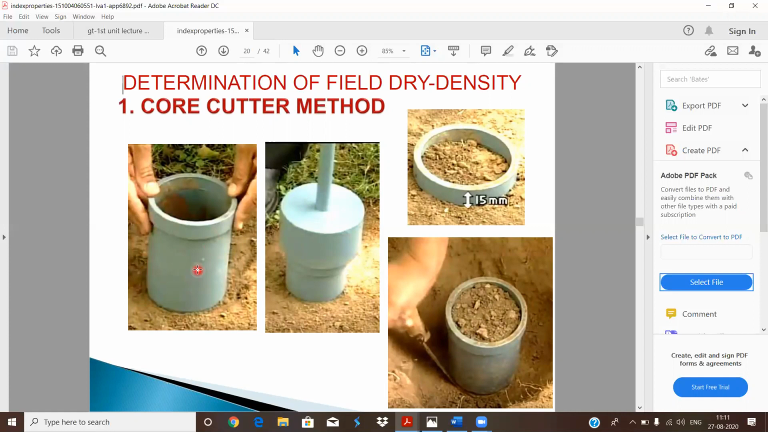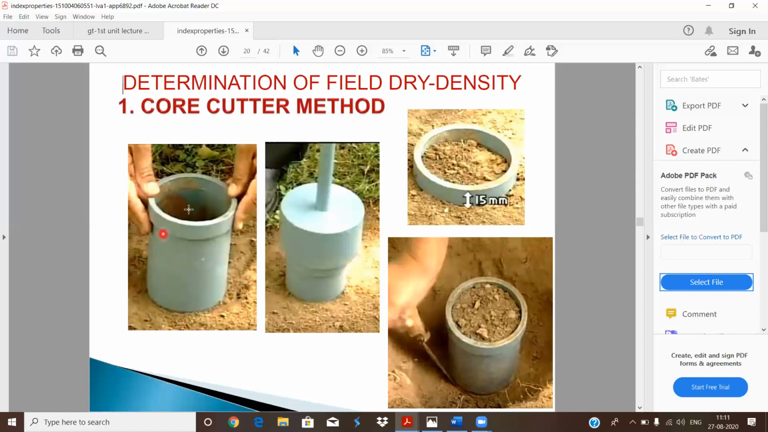This method is applicable only for sands or normal soils. It is not applicable for gravel sands and also not for very hard soils. This method is suitable for soft soils or simply normal sands only. It is not suitable for gravels or hard stratum type of soils.